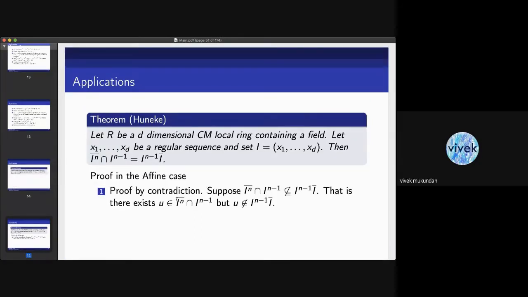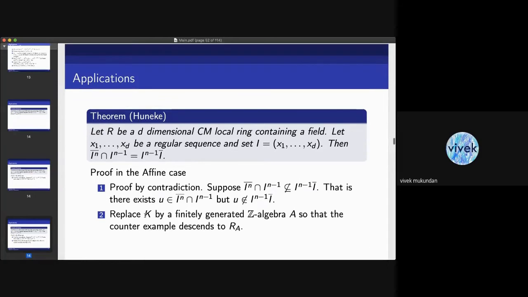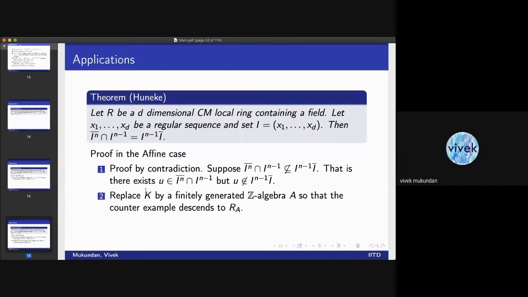Suppose the result is wrong. Suppose, by contradiction, that the left-hand side is not contained in the right-hand side in a ring of characteristic 0. That means you can choose an element in the left-hand side that is not in the right-hand side. Okay, so start your descent. First step, find what your descent is. Replace K by a finitely generated Z-algebra, so that the whole property actually descends down to the R_A level.